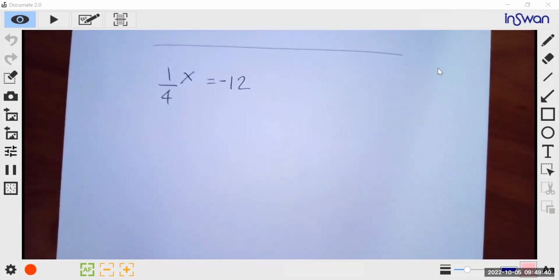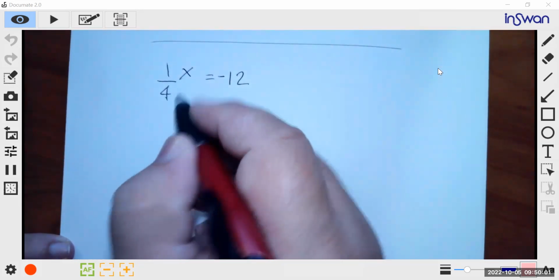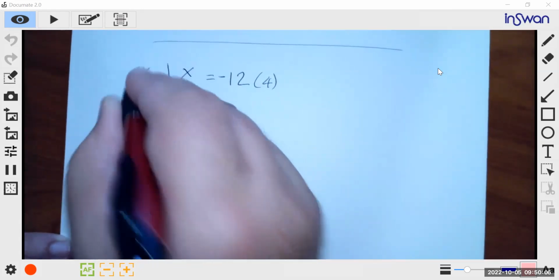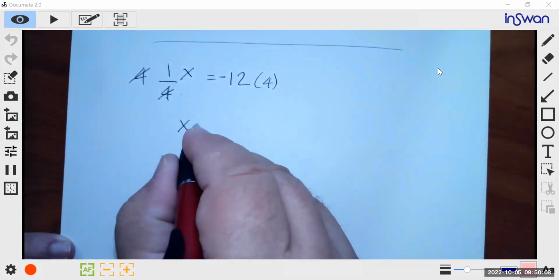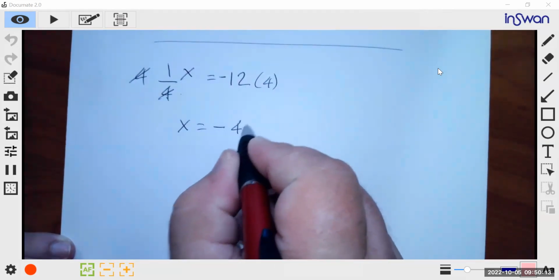One-fourth X equals negative 12. Yeah, because this 4 is dividing into X. So we multiply both sides by 4. Because the 4's cancel, leaving X. 4 times 12 is 48.